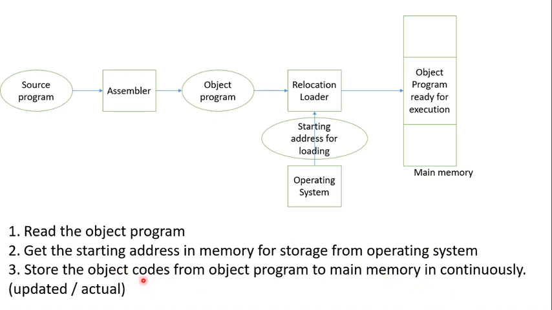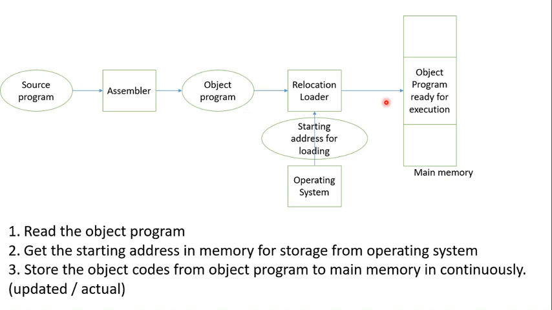But those object codes may be the actual object codes, or they may be updated object codes. What I mean by updated is, remember whenever the relocation occurs, the address of each and every instruction will vary. In turn, the target addresses in the object codes will vary.